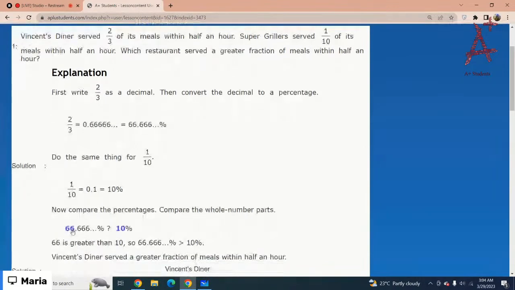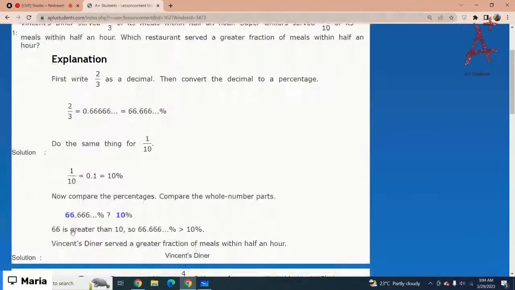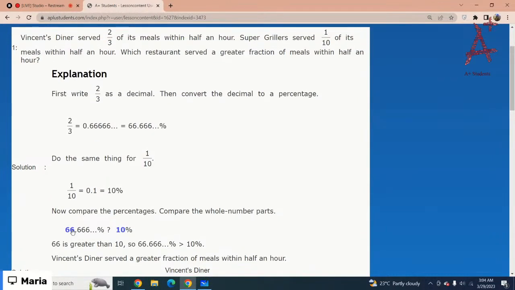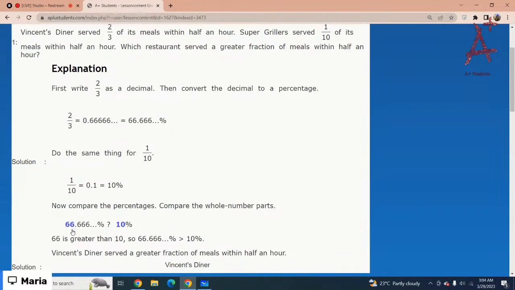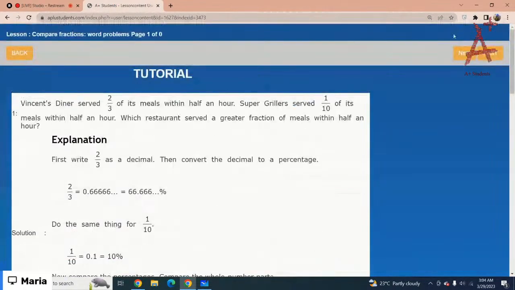When you convert them to percentages, one of them is 66.66%, the other one is 10%. That means obviously 66% is greater than 10. So that means 2 by 3 is greater than 1 by 10. Got it? So which restaurant is 2 by 3? Vincent's. That means Vincent's Diner is serving a greater fraction of meals than the Super Grillers. Got it? Okay, let's just start with the test questions so that we can do more practice questions.